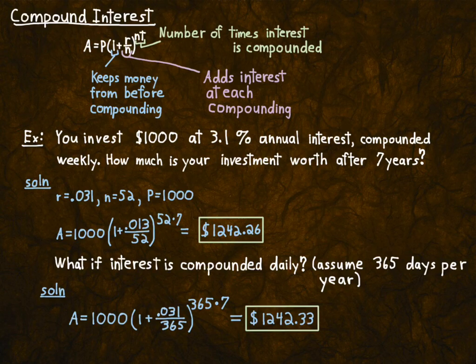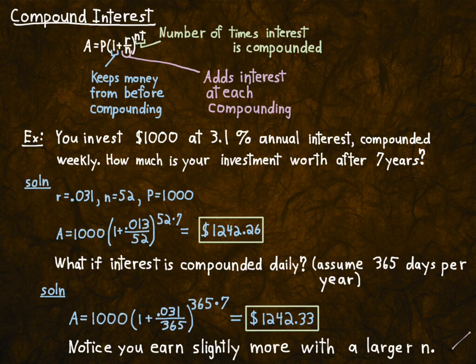So compounding more often can give you a little bit of extra money, but not usually a whole lot. Okay, so I just wrote that out. Notice you earn slightly more with a larger n. Slightly more.